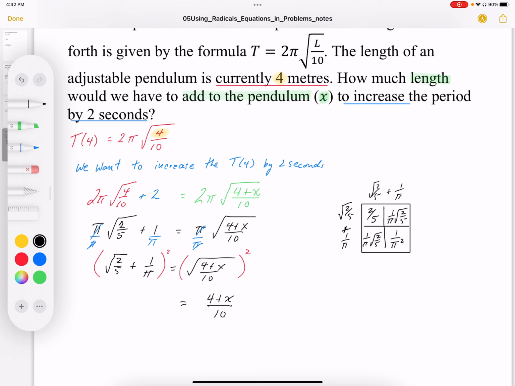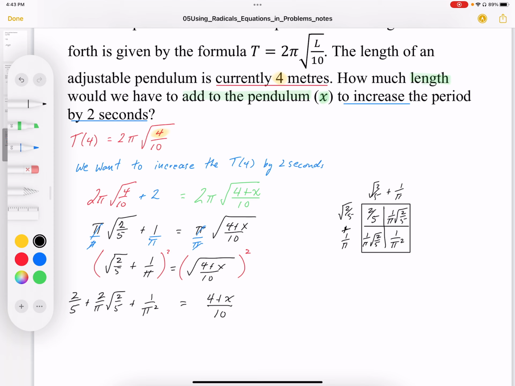I'm going to combine my like terms. So on the left-hand side, it's going to be 2 over 5 plus 2 over pi times the square root of 2 fifths, plus 1 over pi squared. Okay, and then solving for x. So now I've done all the hard algebra here. I just need to solve for x.